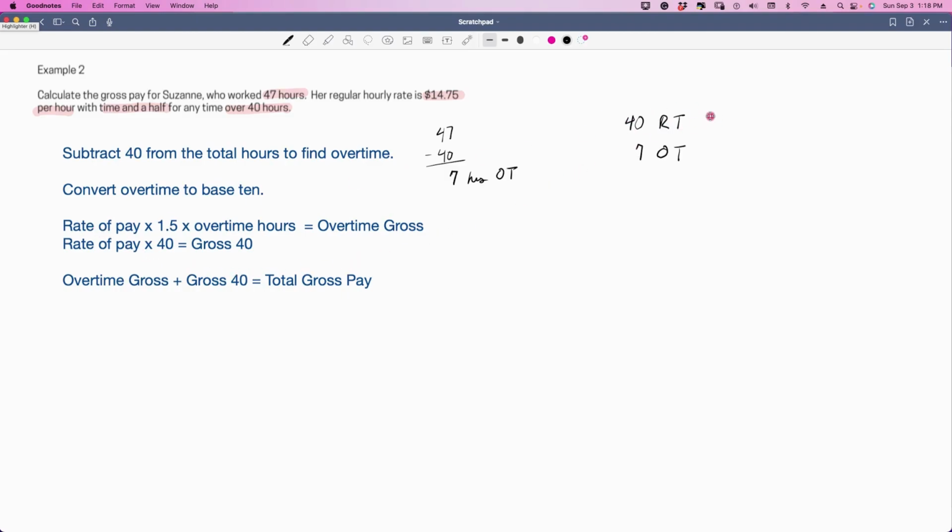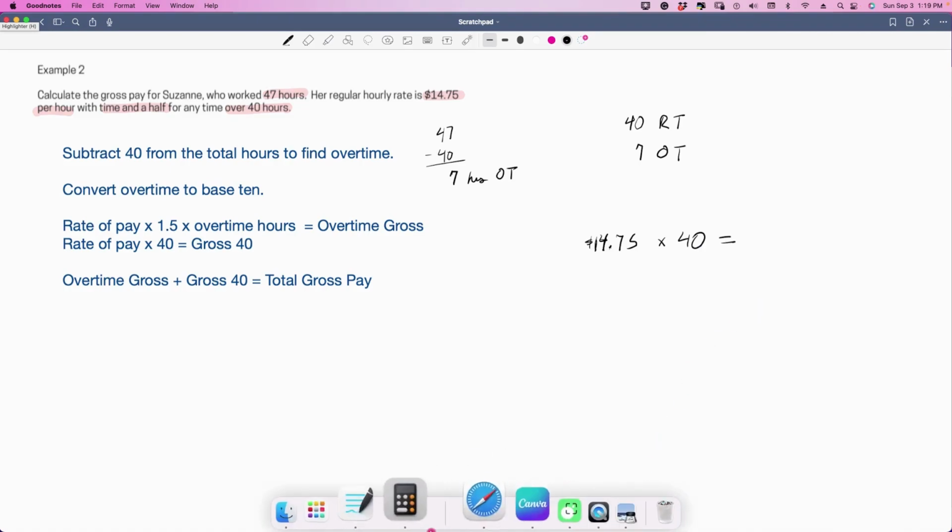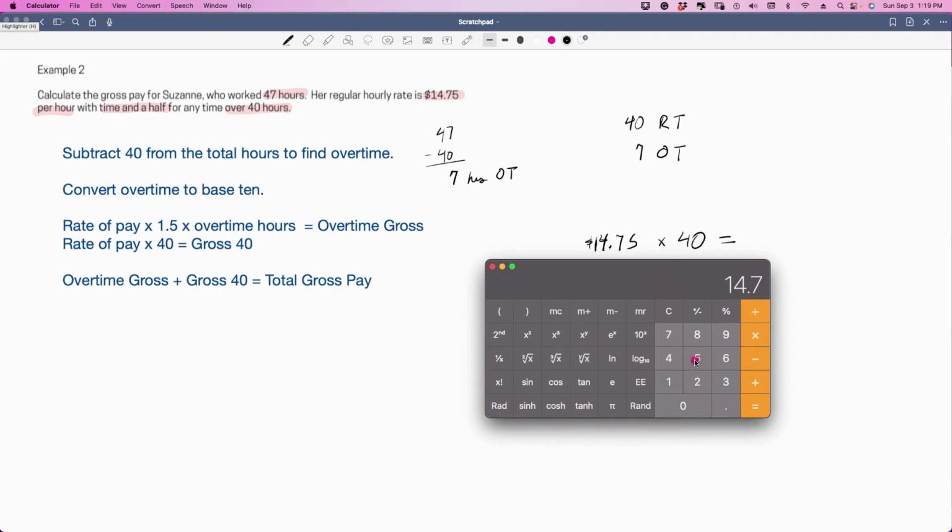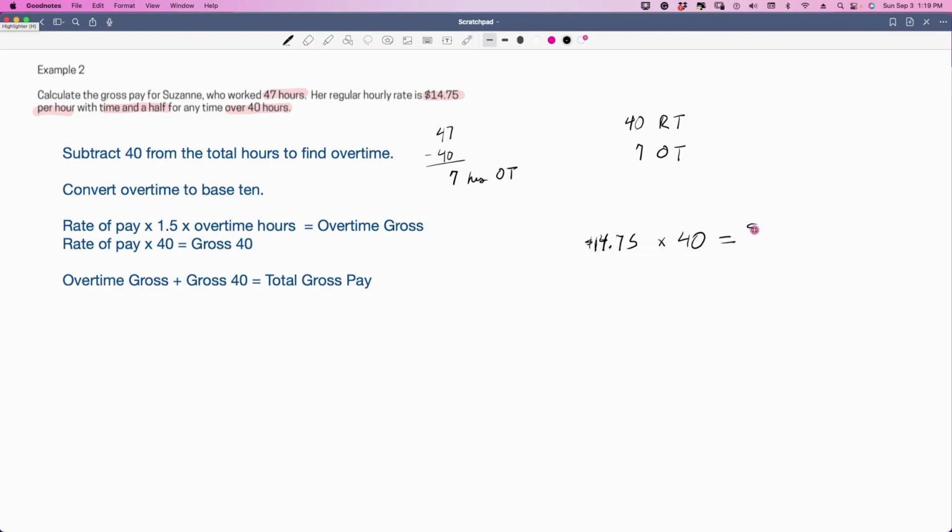We know that regular time is calculated as the rate of pay, which is, in this case, $14.75, times the number of hours, which was 40 regular hours, and that's going to be how much she made for gross pay. Let's go ahead and do that first. So that was $14.75 times 40. That's $590. So $590 is her regular pay. I'm just going to put some zeros out here for decimals just in case we need it later.